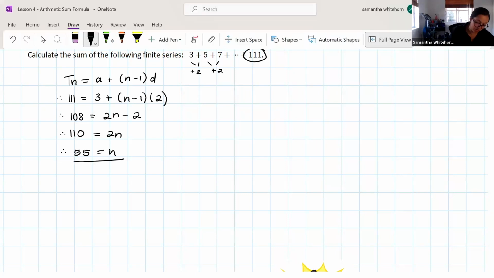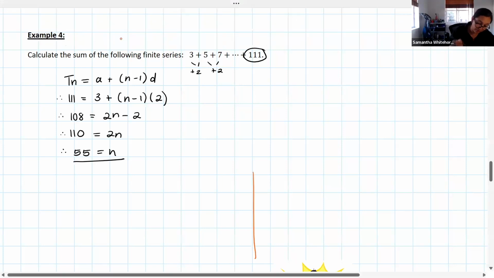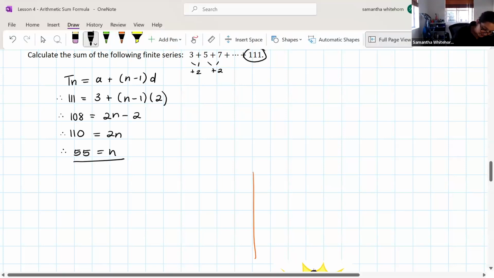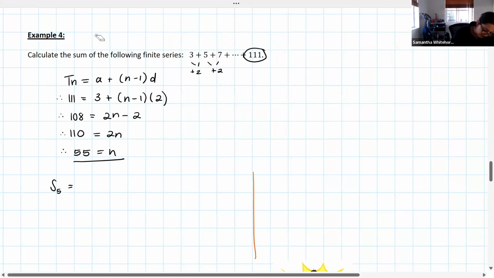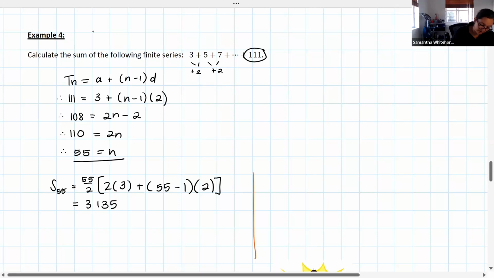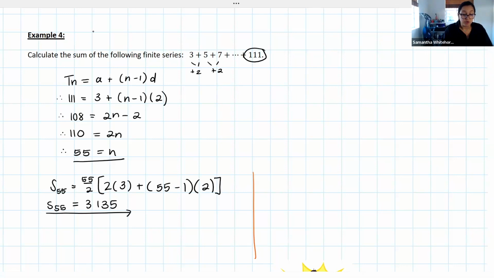So there are 55 terms I have to add together. If we go with our two formulas that we could potentially use, I'm going to use the formula on the formula sheet first. S of n, or S of 55, now that we know that, is equal to 55 over 2, and so on. Put it into the formula, and you get that the sum is 3,135. It makes sense that it's quite a big sum. All of them are positive. We're adding 55 terms, which is a lot of terms to add. So it does make sense that our sum is quite high.